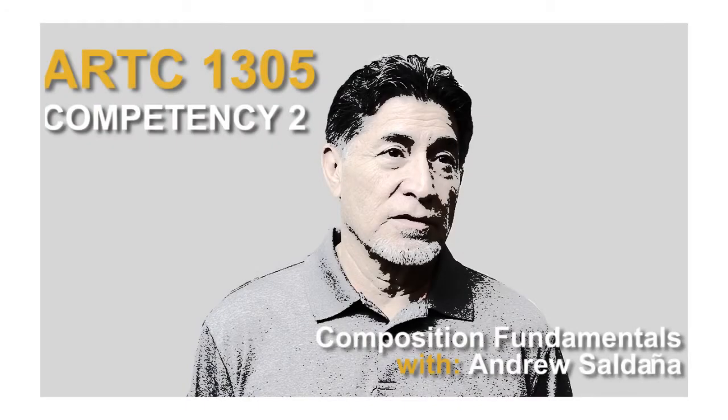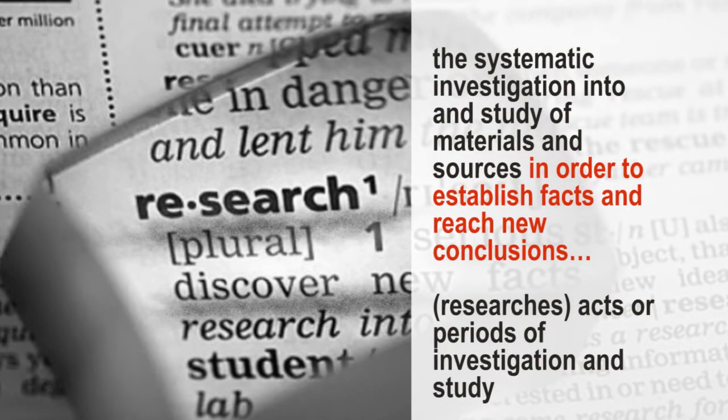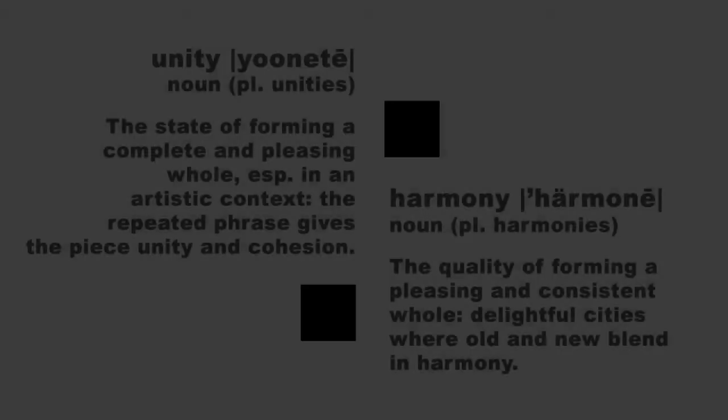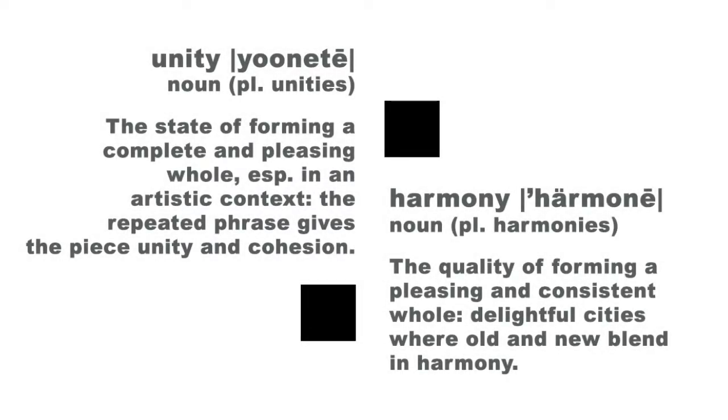Welcome, students. On this competency 2, we're going to be covering the fundamentals of composition. In the previous assignment, we were able to get a good understanding of what research is and how important it is to establishing a direction for our design. In this assignment, we're going to be covering good unity and harmony within all of our shapes.